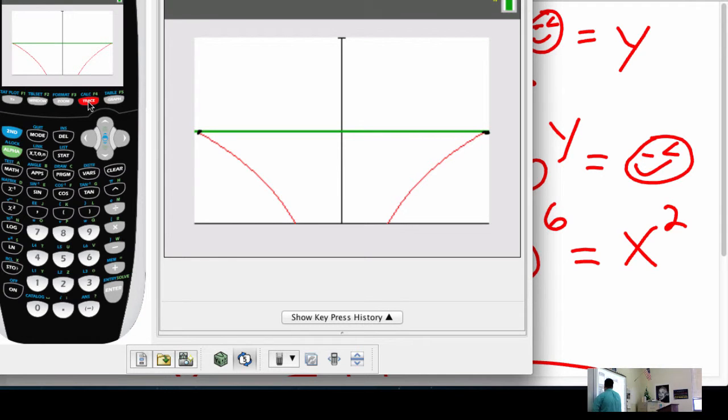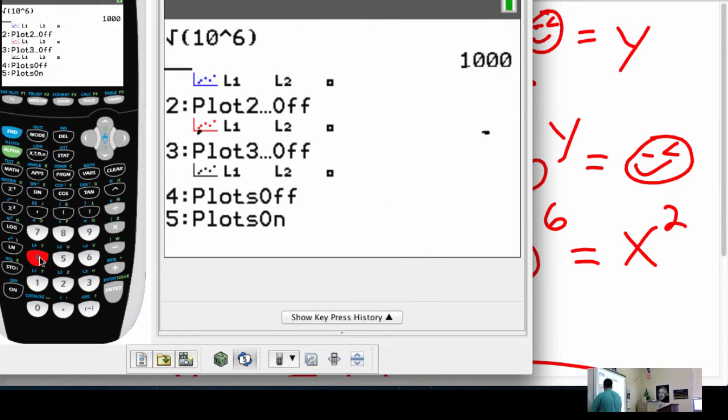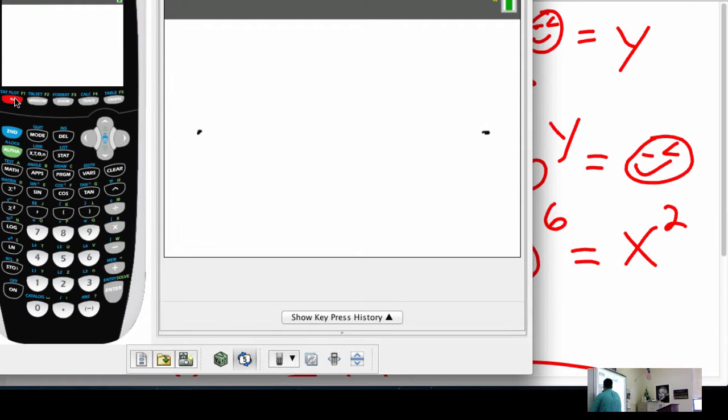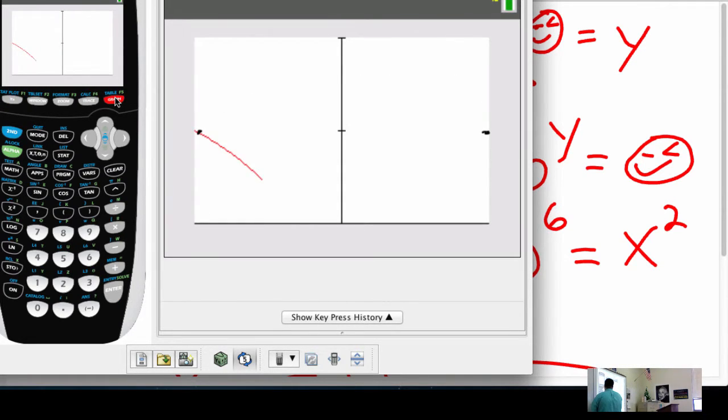So what I'm going to do is I'm just going to hit trace. And, oh, I gotta turn my plot off. That's from yesterday. Don't pay attention to that. Let's turn those off. Option number 4. All right, now we'll go back and graph. And so we're just interested where the green line intersects the red line, and we know that it occurs when x equals 1,000 or negative 1,000.